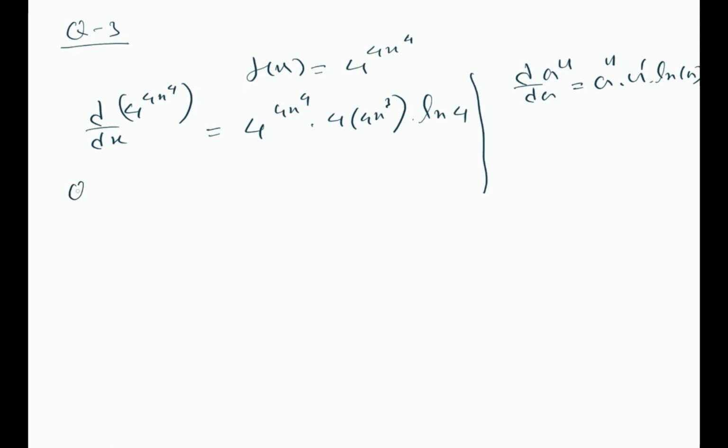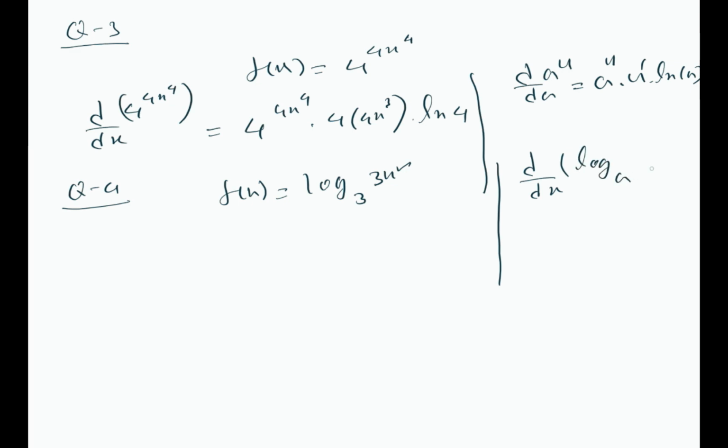Okay, and question 4. So for question 4, we have a function which is f of x is equal to log base 3 of 3x squared. So even to solve this kind of problem, we need to use one more formula. This would be the derivative of log base a of u is equal to u prime, meaning the derivative of u, over u times ln of a. We need to use this formula.